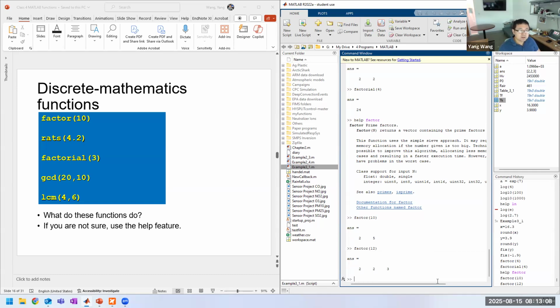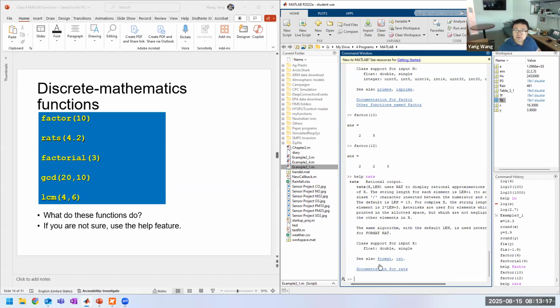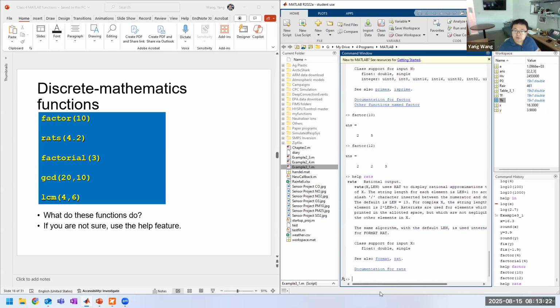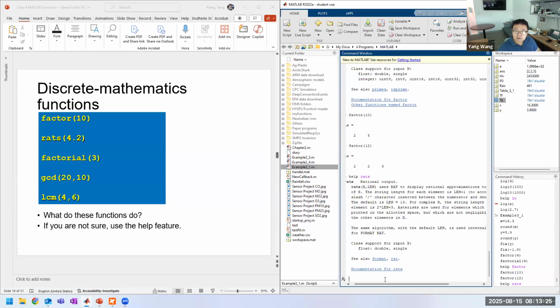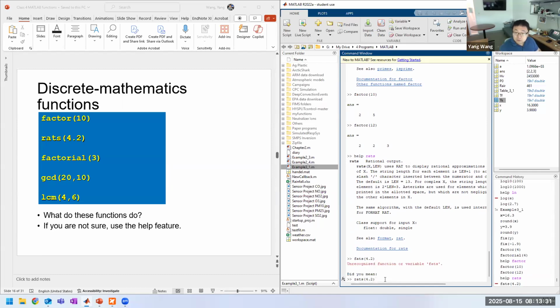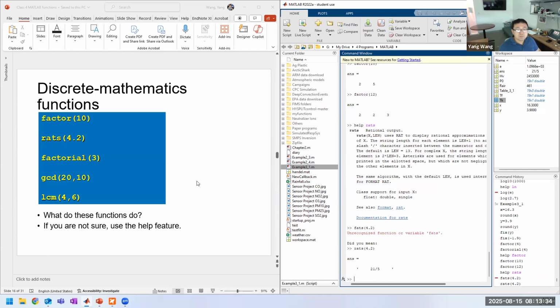So basically, this is a factor function, and then you can see there's also the rats function. I forgot what it means, but you can use help. Rats, right? So it's a rational output. It uses rational approximation to the elements of X, right? So for example, rats 4.2. Basically, I think this function is trying to show any number in fractions, in the rational format. So for example, 4.2, we know that it's 21 divided by 5.